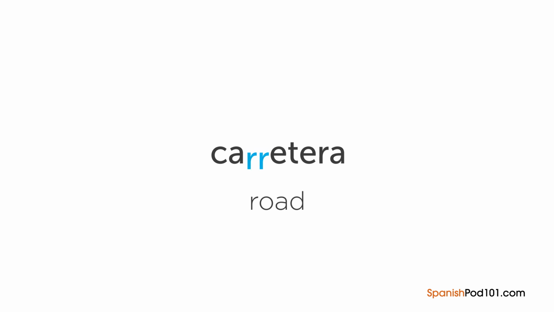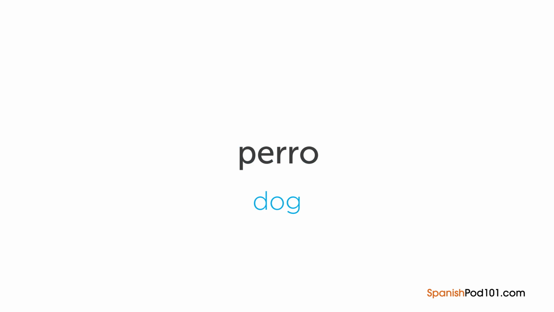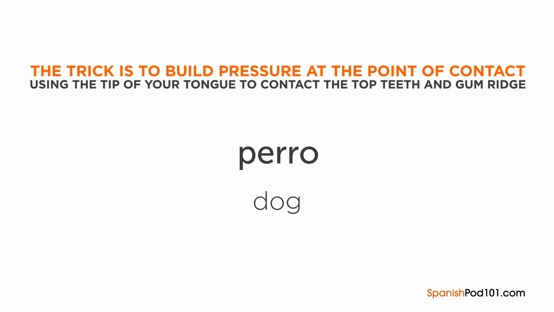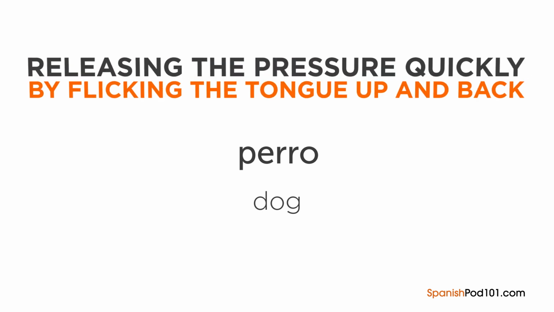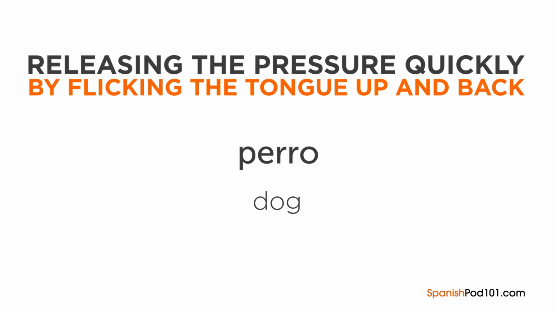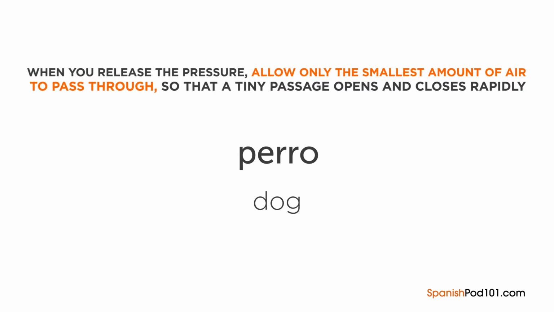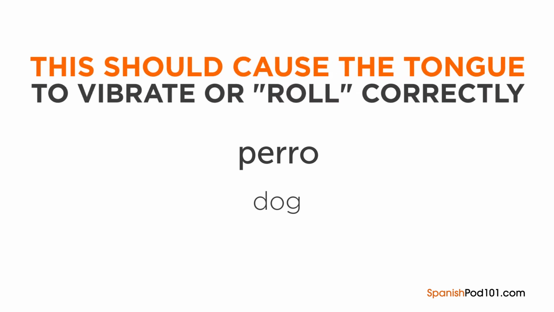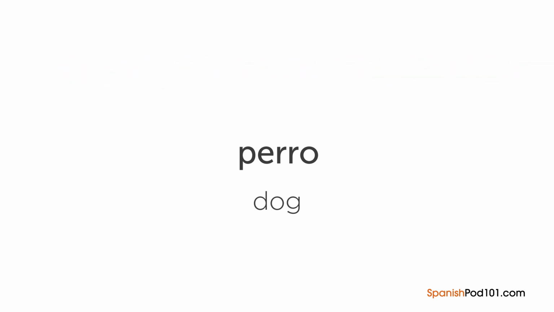That's right. The double R here is a rolled R. It can be a little tricky for some learners. Carretera. Another common word is perro, meaning dog. Perro. The trick is to build pressure at the point of contact, using the tip of your tongue to contact the top teeth and gum ridge, and then releasing the pressure quickly by flicking the tongue up and back. When you release the pressure, allow only the smallest amount of air to pass through, so that a tiny passage opens and closes rapidly. This should cause the tongue to vibrate or roll correctly. Try again. Perro.